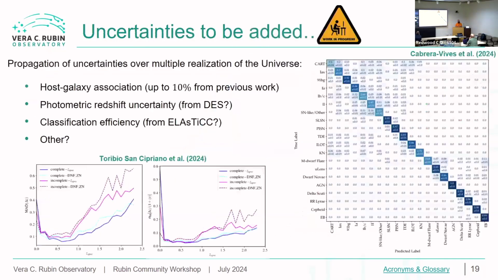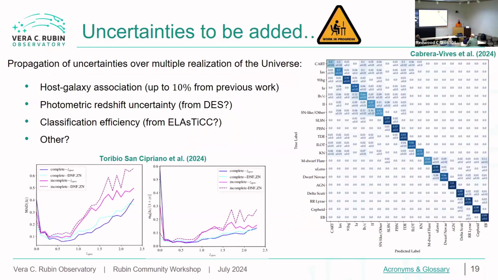Now, this is still a working project because now we need to put together all the other information. This was only taking into account the statistics and sampling. Now we need the effect of the host galaxy association, and from my previous work, I know that it might be up to 10%. Then there is the effect of photometric redshift uncertainty. An idea could be to take it from the recent DESC application. As you can see here, this is a paper that is reporting the uncertainty as a function of redshift.